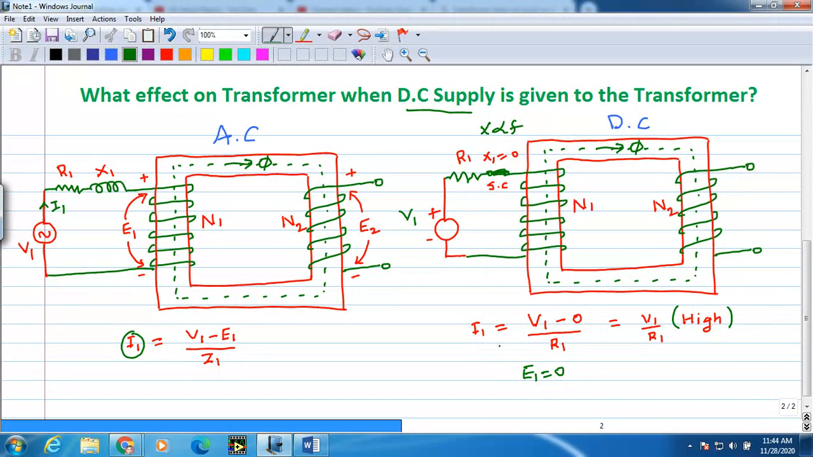Clear? Now, substituting the value of E1 equal to 0, the impedance of the primary winding is R1. So what is the primary current? The primary current I1 will be equal to V1 minus 0 divided by R1. So the net amount of current flowing on the primary side is V1 upon R1. It should be very high because the impedance is reduced and the numerator is also increased.